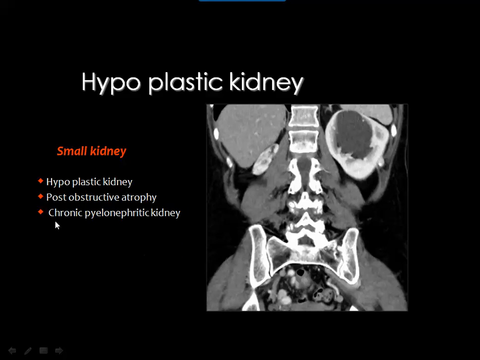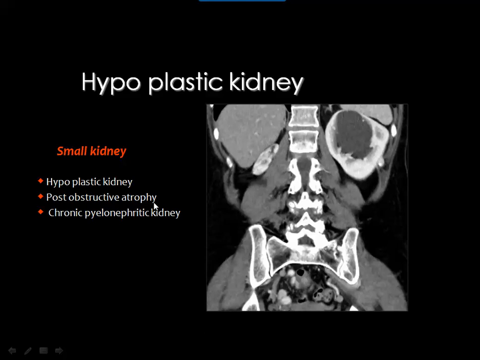Number three, a chronic pyelonephritic kidney. In the congenital hypoplasia, this is just a very normal kidney, except that it is small in size. It has a cortex, it has a medulla, it has a pelvicalyceal system, and it excretes contrast media adequately, comparable to the opposite one, but it is small in size.